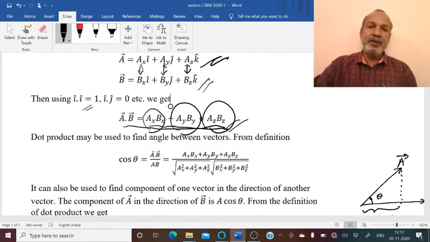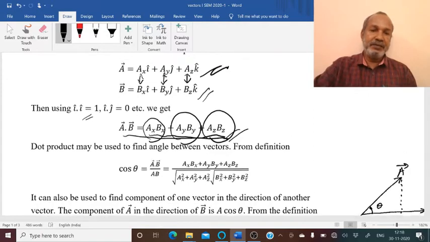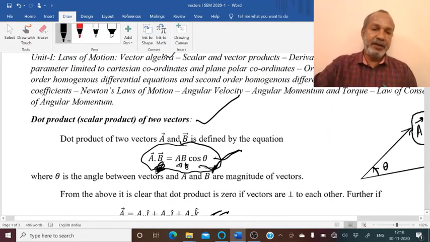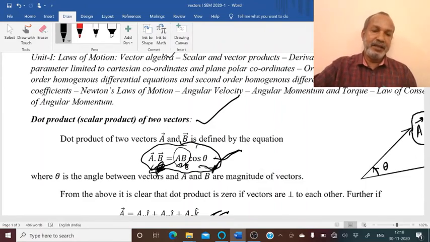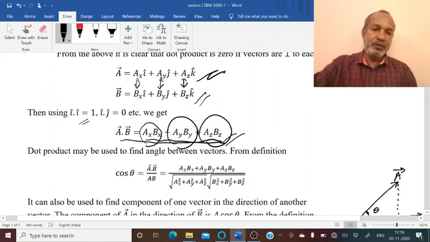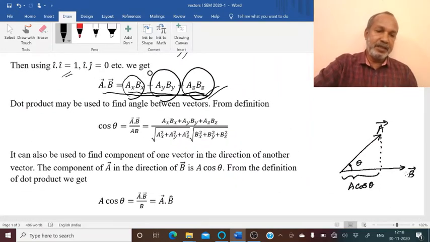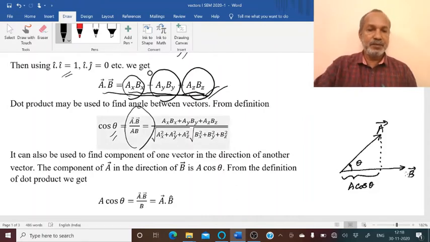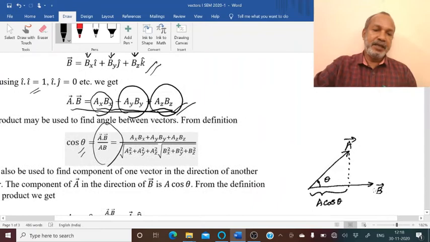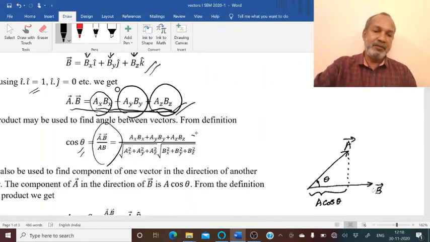Dot product can be used to find the angle between vectors if the vectors are expressed in terms of i, j, k vectors. From the definition of A dot B, you can see that cos theta is equal to A dot B divided by AB. If you take this AB to the left hand side, then it will go to the denominator. So you will get cos theta is equal to A dot B divided by AB, and A dot B is AxBx plus AyBy plus AzBz. You can see it here.